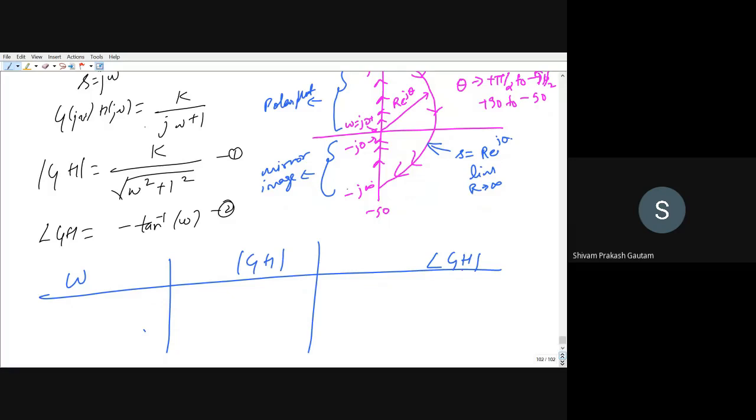You can put omega equal to 0. At omega equal to 0, what is the magnitude you will get? See in equation 1, if omega is equal to 0, what will be the magnitude?